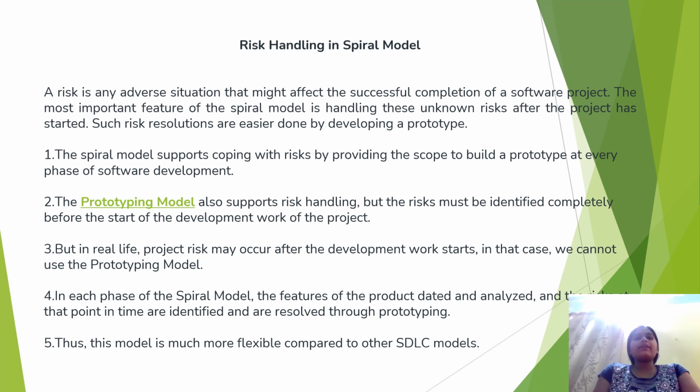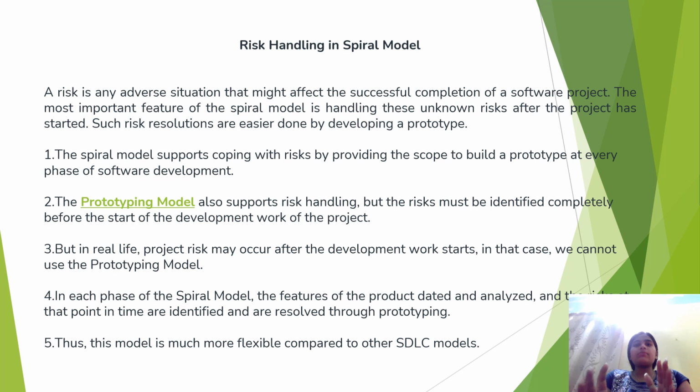Next is risk handling in the spiral model. A risk is any adverse situation that might affect the successful completion of a software project. The most important feature of the spiral model is handling unknown risks after the project has started. Such risk resolutions are earlier done by development of a prototype. The spiral model supports coping with risk by providing the scope to build a prototype at every phase of the software development. The prototyping model also supports risk handling.